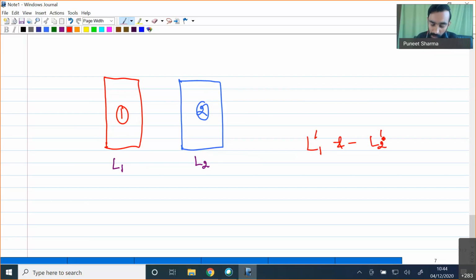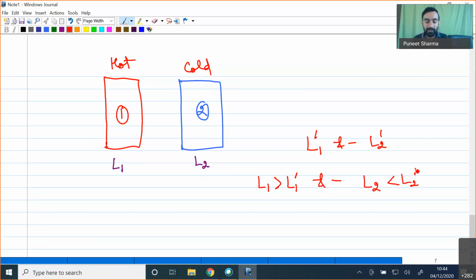Okay, so now what will be happening? Once they have reached equilibrium, the first block was hot and the second was cold. In case of the first block, because its temperature is decreasing, its length will be decreasing. So we will have L1 more in comparison to L1 dash, and for the second block, we will have L2 less in comparison to L2 dash, because while exchanging heat, the temperature of the second block will be increasing. Once they are in thermal equilibrium, L1 dash is equal to L2 dash.